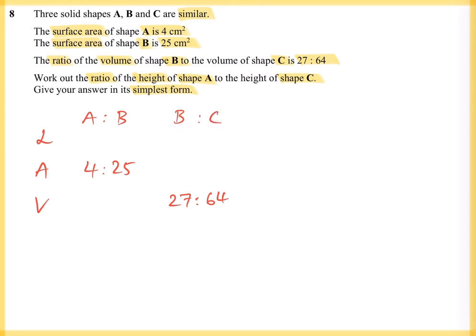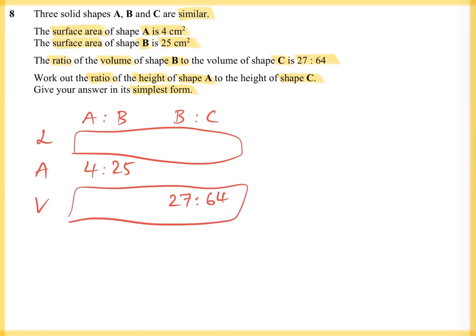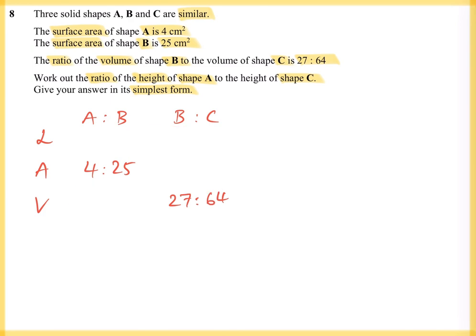Now, so I need to somewhat either find this or this, and then merge the ratios of B. So let's go ahead and find the length ratios. If I square root the 4 and 25, I can find the length ratios. So square root of 4, that will be 2. Square root of 25 is 5.